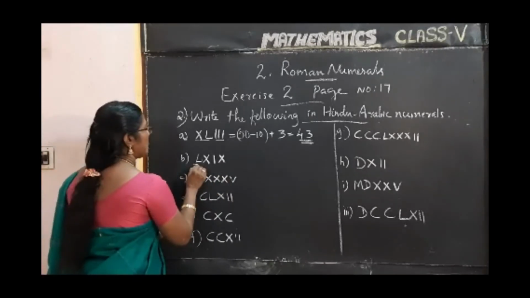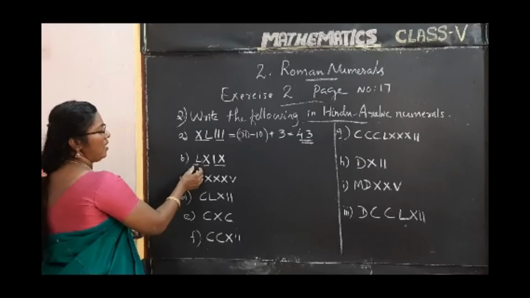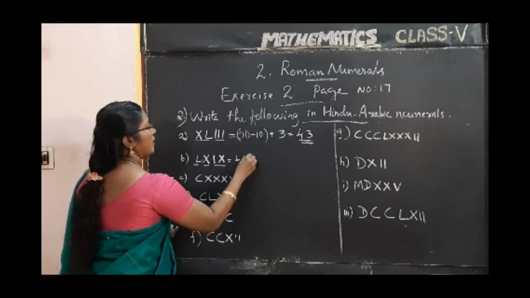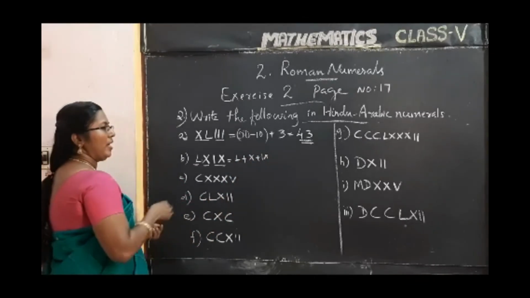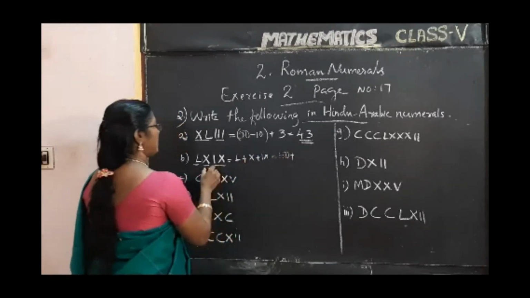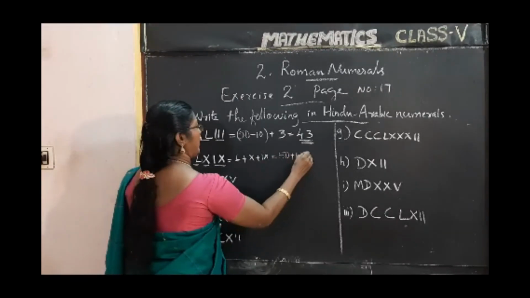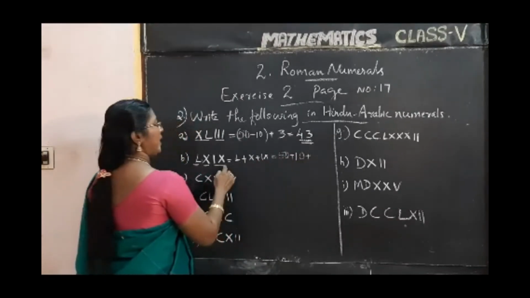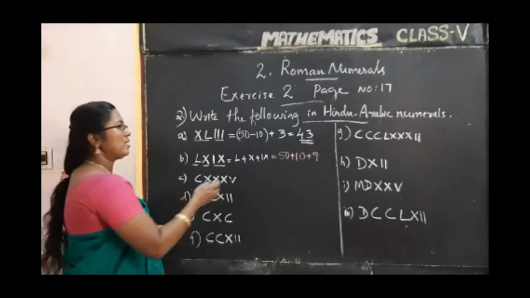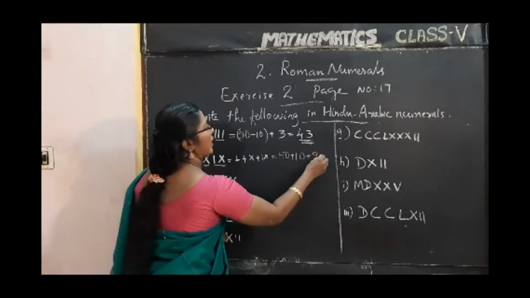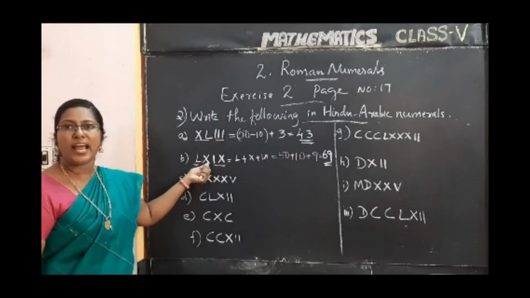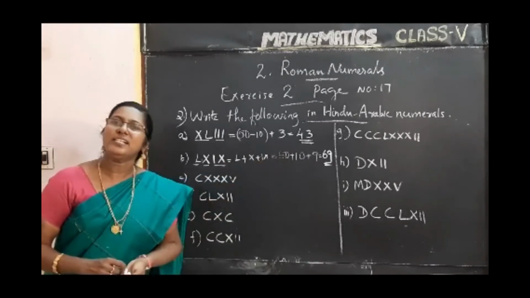So, how will you group this? This way: L plus X plus IX. Here L denotes 50 plus X denotes 10 plus IX denotes 9, that is 10 minus 1, 9. The answer is 69. Okay, 69: L 50, X 10 and 9. 50 plus 10 plus 9, 69.